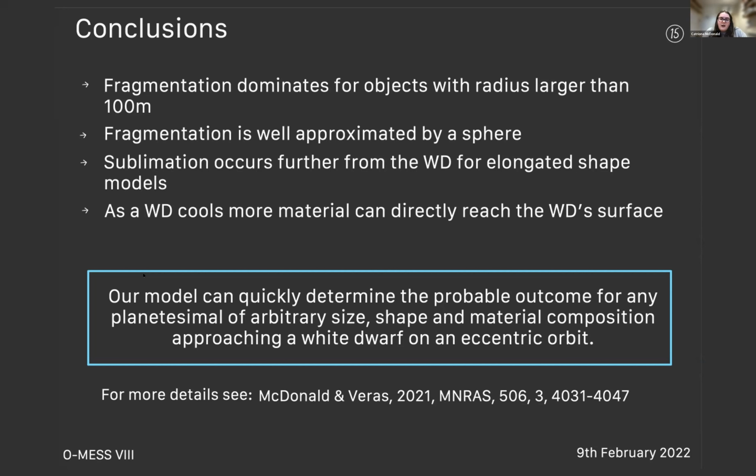And one outcome which I want to highlight particularly for this model is that we can use this to quickly determine the probable outcome for any planetesimal of any arbitrary size, material, or shape. If that were to approach a white dwarf, what would happen to it? We can quickly determine that. And applying this model to specific observed systems is coming up in some future work, hopefully.